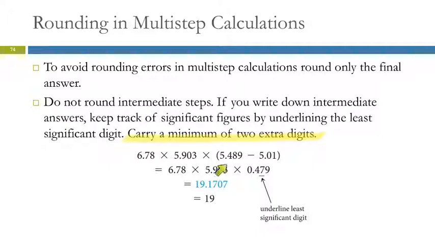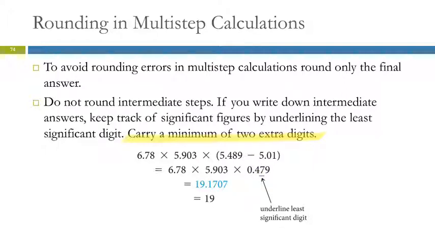So this is subtracting, and when we're subtracting, we're counting. What are we counting? Decimal places. So look at the value of this subtraction. The calculator says 0.479. This number has 3 decimal places. This one has 2 decimal places. So this result only has 2 decimal places.